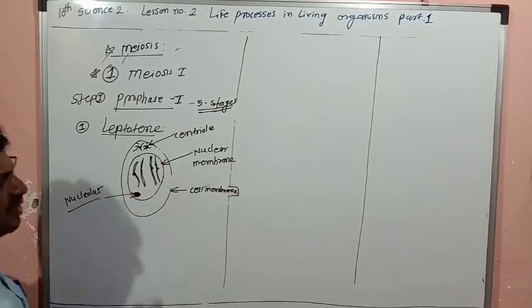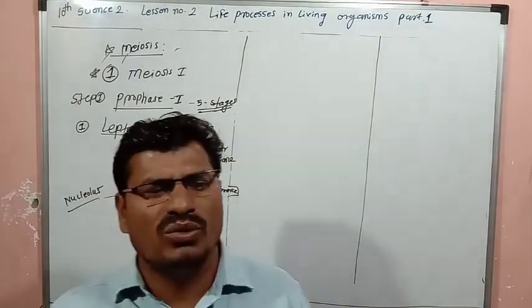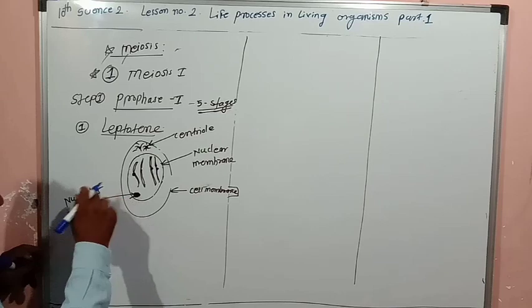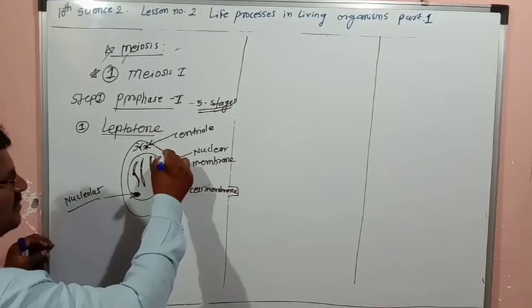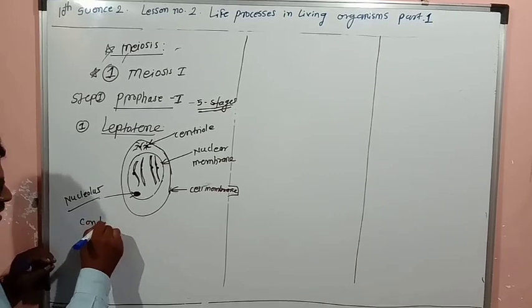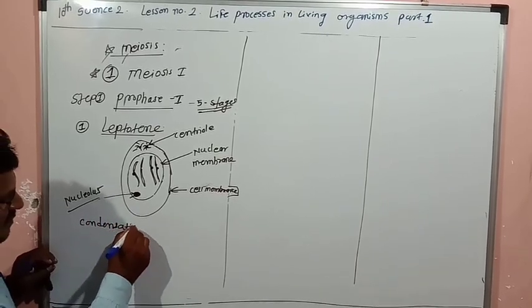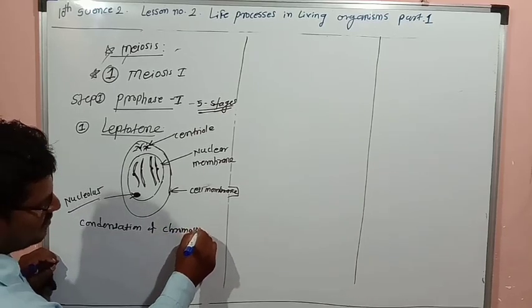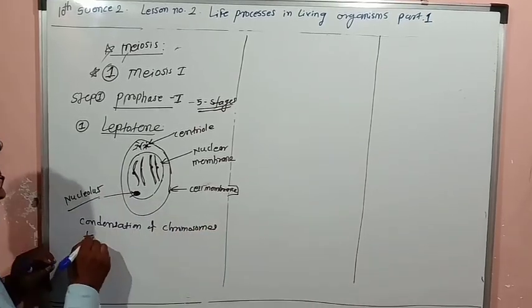And this one is their nuclear membrane. So what takes place? Actually, what takes place in this? So in case of the leptotene, condensation of chromosomes takes place.